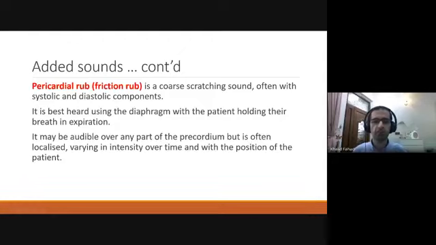What is the best site to hear the pericardial friction? It may be audible over any part of the pericardium. It means you can hear it over the mitral, tricuspid, pulmonic, or aortic areas. It may be audible over any part of the pericardium, varying in intensity over time and with the position of the patient.